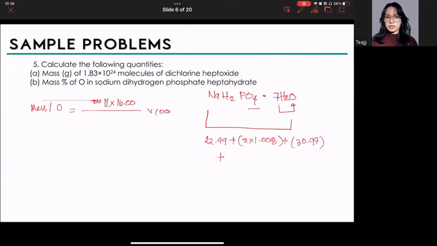plus 11 times 16 plus 14 times 1.008. Since pareho naman silang oxygen, pwede nyo itong isahin, magiging 16 times 1.008. But that's gonna give us the same answer, which is 246.088 grams per mole. So, ilalagay natin yan dito sa baba.